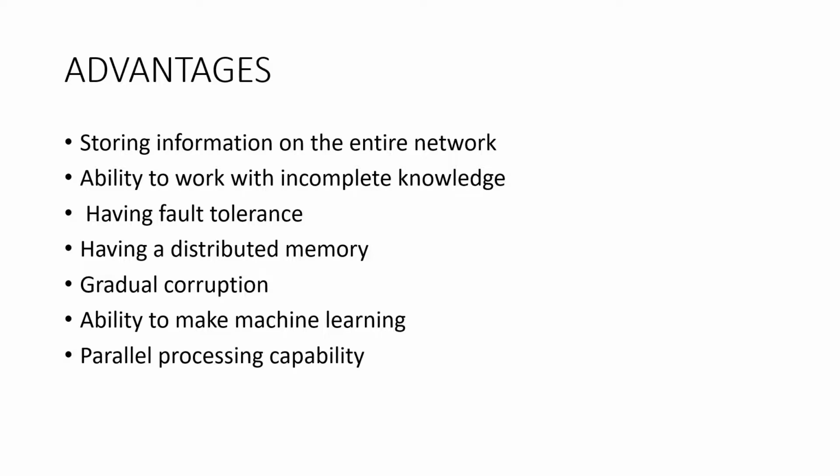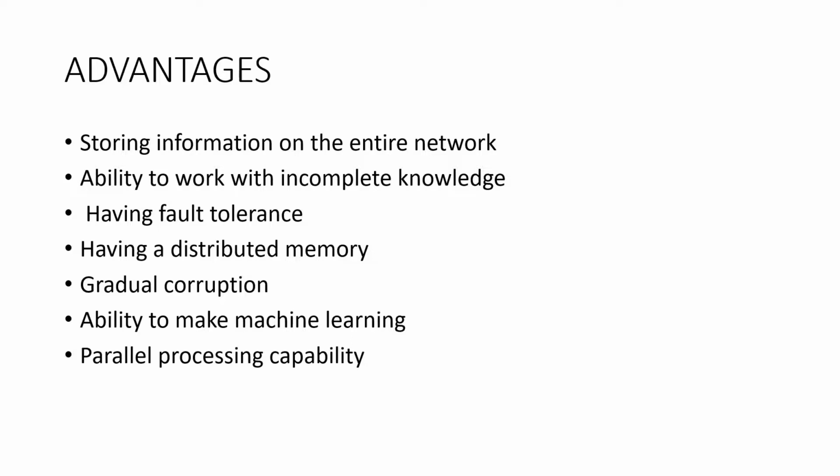Next is ability to work with incomplete knowledge. After ANN training, the network may produce output even with incomplete information. The loss of performance here depends on the importance of the missing information. Having fault tolerance. Corruptions of one or more cells of ANN does not prevent it from generating output. This feature makes the network fault tolerant.